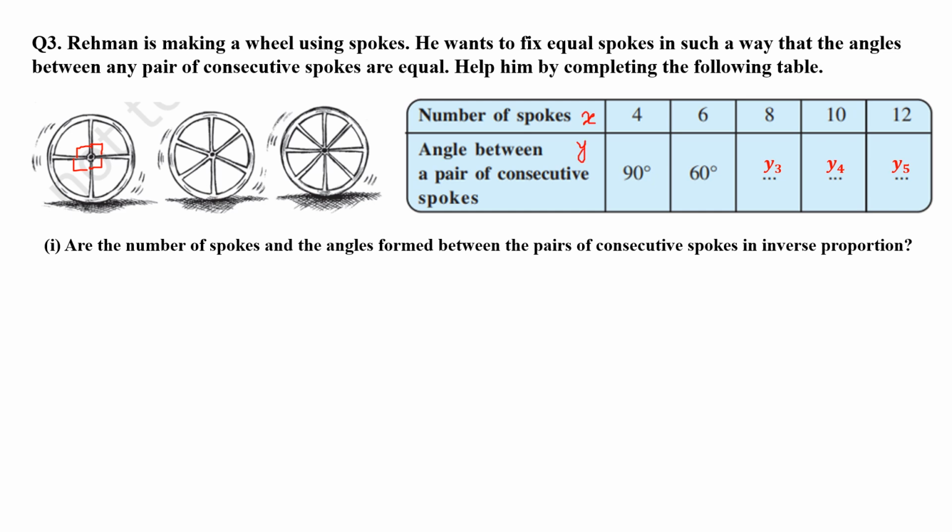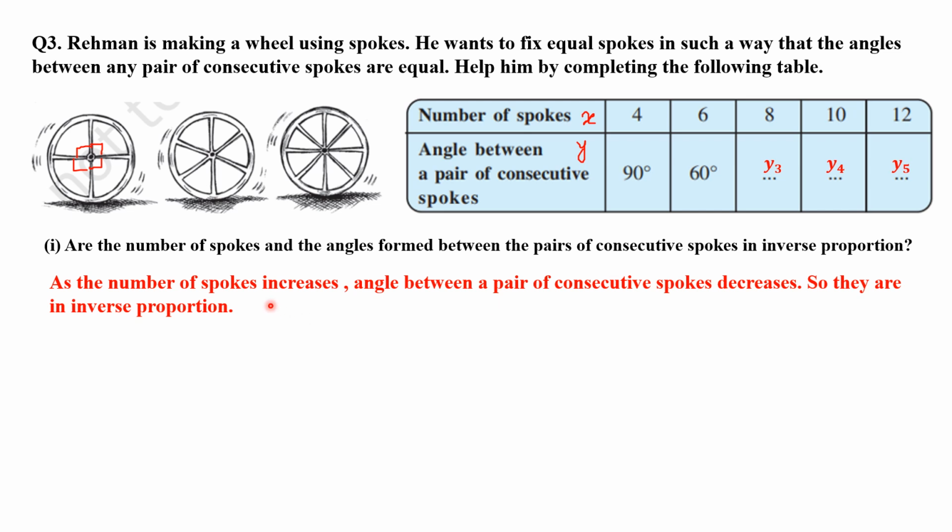now if you multiply x and y, you will get 4 into 90° equal to 360. Here also 6 into 60 is 360. So I can say that they are in inverse proportion. So as the number of spokes increases, the angle between a pair of consecutive spokes decreases. So they are in inverse proportion. And in inverse proportion, the product of x and y will remain constant. So like that, I am going to find the value of y3, y4 and y5.